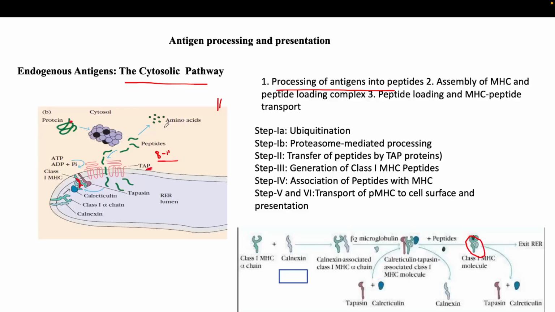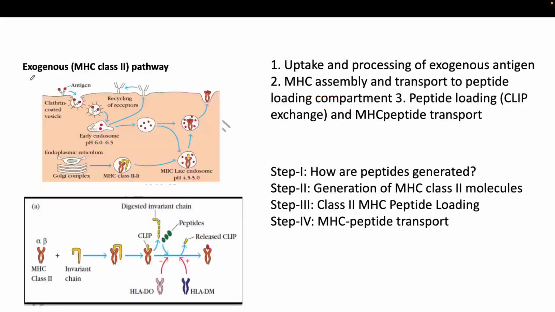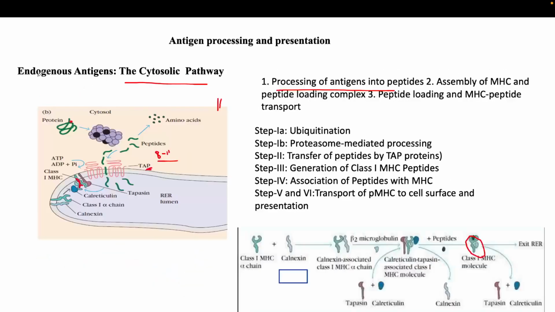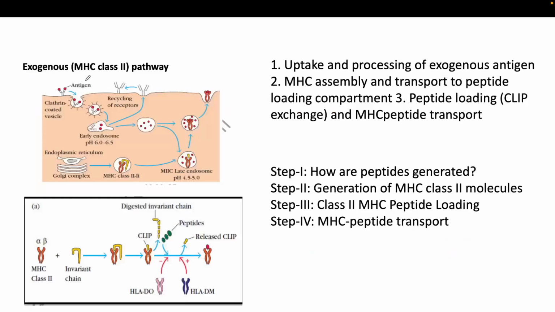Okay, there is the exogenous pathway, which is also called the endosome pathway. Don't confuse the words here. The endogenous antigen is presented by the cytosolic pathway, but the exogenous antigen is presented by the endocytic mediated pathway, because here an endosome will form. That's why this pathway is called the endocytic mediated pathway.